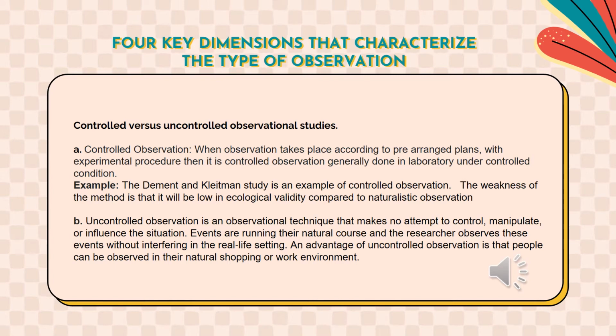The second one is uncontrolled observation. It is an observational technique that makes no attempt to control, manipulate, or influence the situations. Events run their natural course and the researchers observe these events without interfering in the real-life setting. A disadvantage is that the observation can be affected by the natural work or the environment.